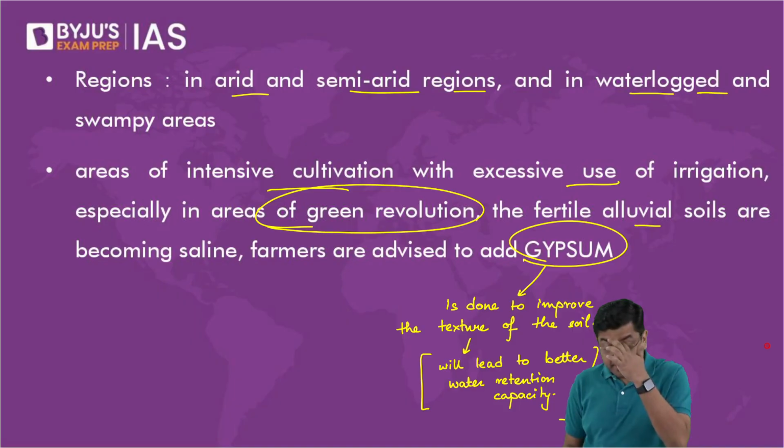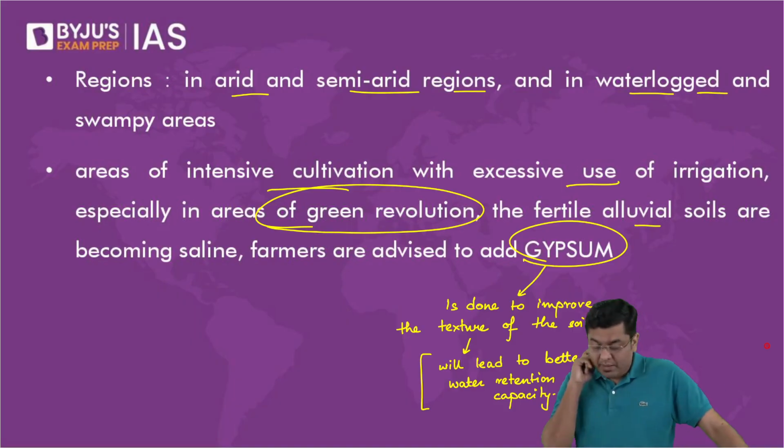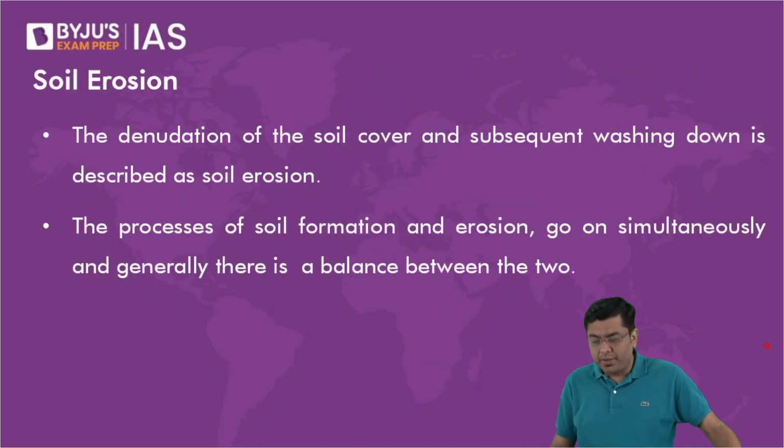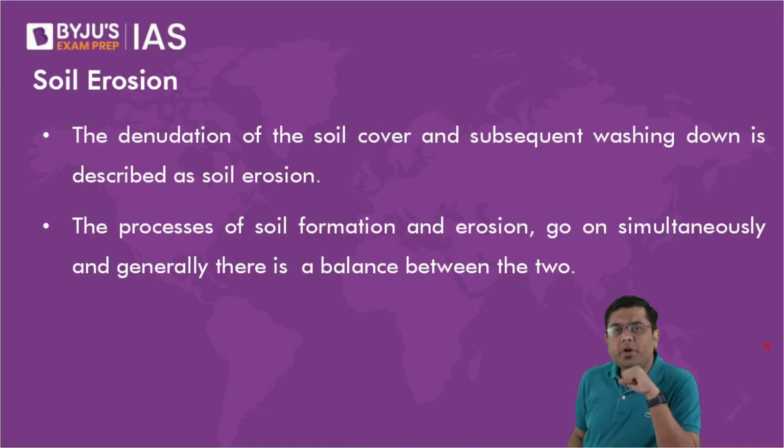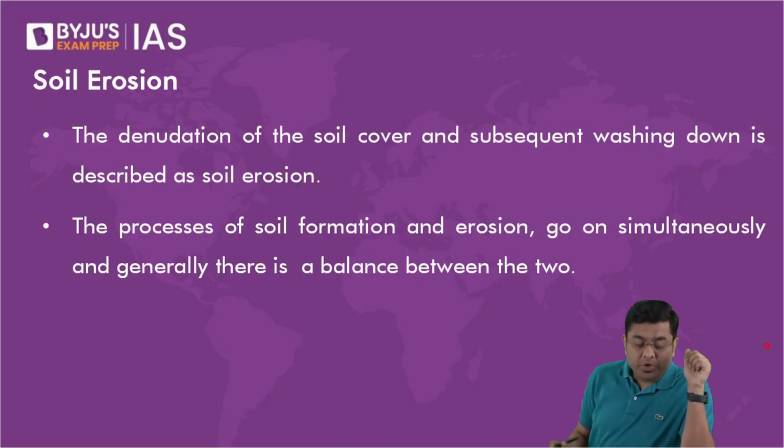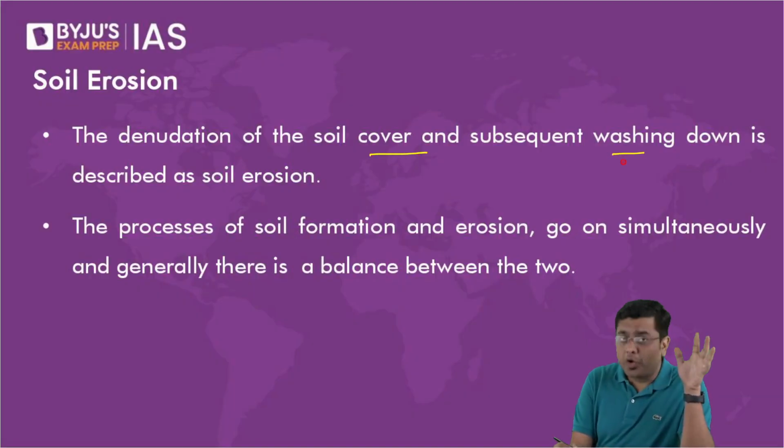Right. Good. So now we continue with the portion of the soil erosion. Now, soil erosion is what? It is the removal of the topmost layer of the soil. That is what is referred to as soil erosion. So soil erosion is the denudation of the soil cover and subsequent washing down.